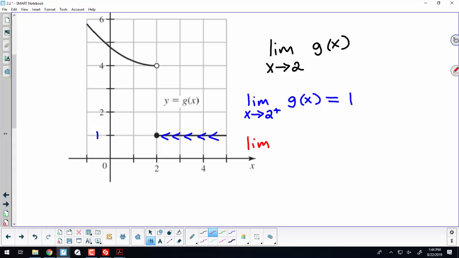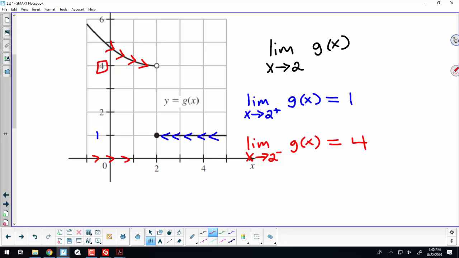What's the limit as x approaches 2 from the left? 4. We're approaching 2 from the left, but again, we have to travel on the path. Those y values are getting closer and closer to 4. So then what would we say about the limit as x approaches 2? Does not exist, yeah. Why does it not exist? Because the limit from the left and the limit from the right are not equal.